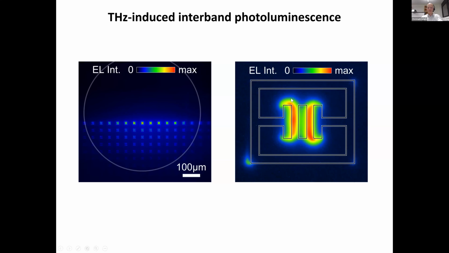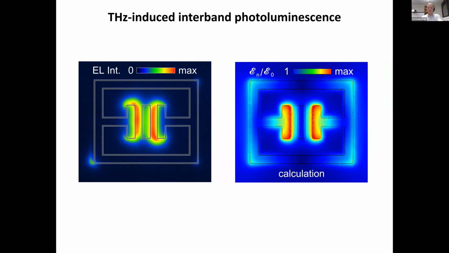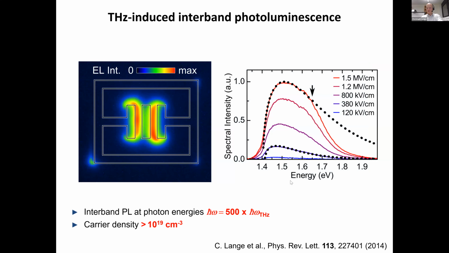This is a close-up. This is from the same microscope image in false colors, obviously, and with the resonator shape here indicated for clarity. So it's obvious that this radiation emerges just from the gaps where the field enhancement is strongest, and the calculation is clearly congruent with this photoluminescence picture. Spectral resolution shows that we are injecting carriers well across the band gap of gallium arsenide.